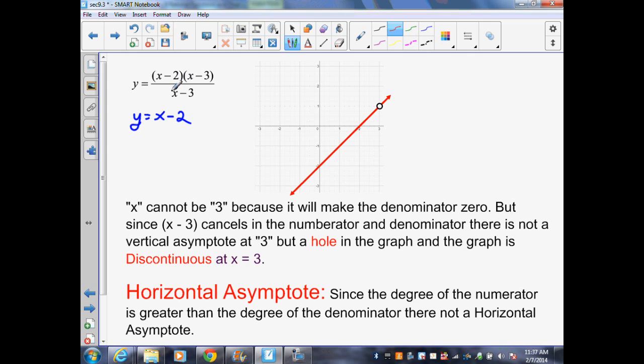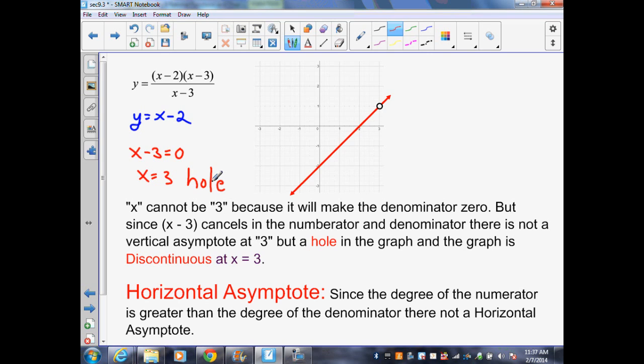To do that, as I have in the previous slides, I set that denominator, x minus 3, equal to 0. And then I solve. x equals 3. So this function has discontinuity at x equal to 3, even though I'm going to graph x minus 2. So I don't have an asymptote because x minus 2 is a straight line. I have a discontinuity, which will be a hole in my graph.